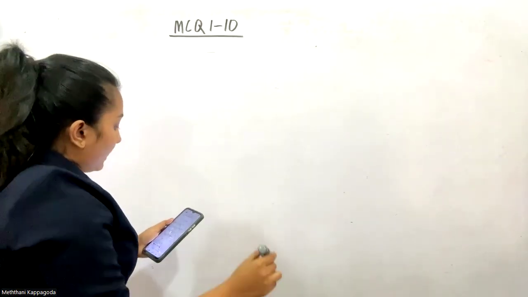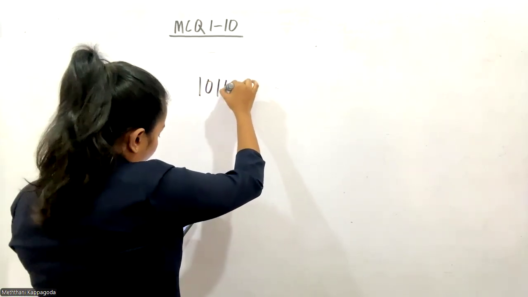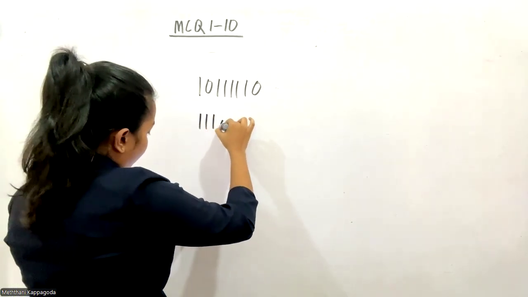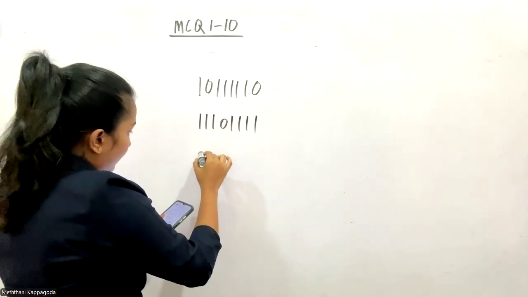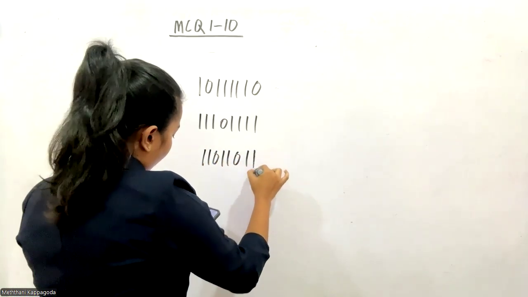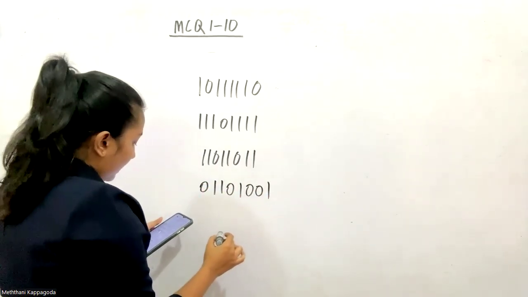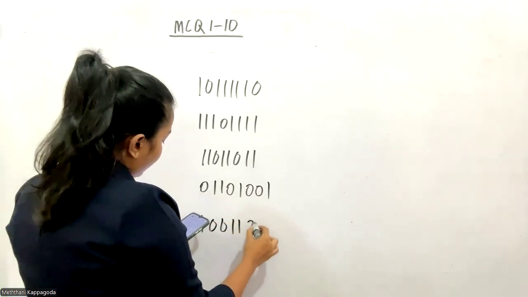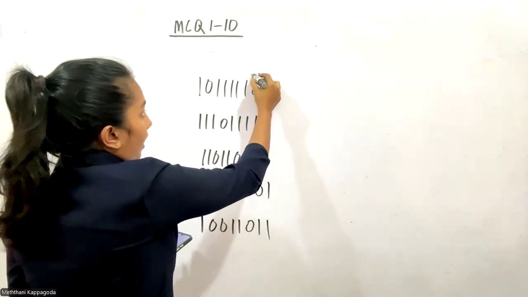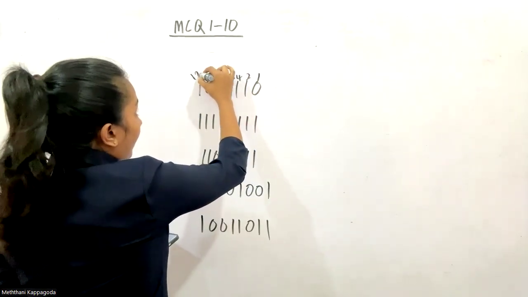Right. So in the first question, the first answer you have given is 10111110. In the second answer you have given 11101111. In the third answer, 1101111. Fourth answer, 011010001. Fifth answer, 1001111. So in the first answer, convert this into decimal: 1, 2, 4, 8, 16, 32, 64, 128.